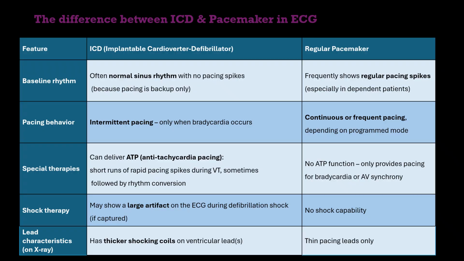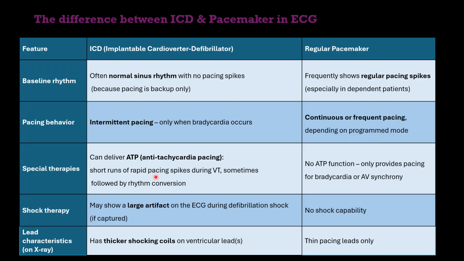Pacemaker and ECG. For the baseline rhythm, when we have a patient on ICD, we often have the patient in normal sinus rhythm with no pacing spike, as the pacing is only for backup. But with a pacemaker, especially if the patient is pacing dependent, we will have regular pacing spikes. And pacing behavior in ICD will be intermittent, only if bradycardia develops. But in a regular or permanent pacemaker, you will find continuous or frequent pacing depending on the programmed mode.